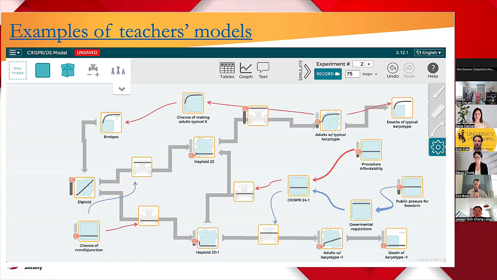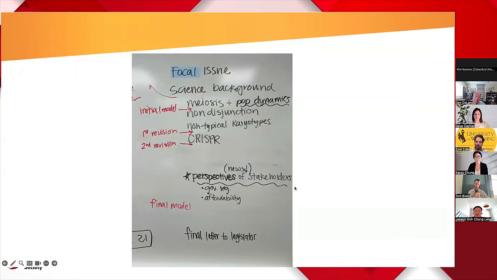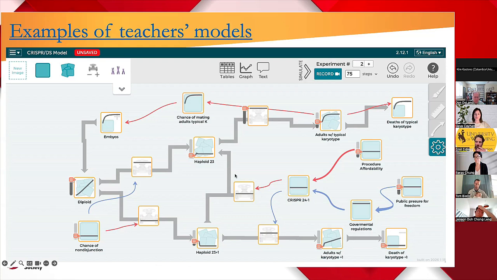What they are planning to do is not to get their students to start modeling from scratch, but to give them just a backbone, which will move from diploid to haploid and so on. And they wanted to see how CRISPR, this is the CRISPR technology, if you can see, oops, my cursor, will impact the flow, the dynamic population, and the population of adults with a karyotype that has one additional chromosome.